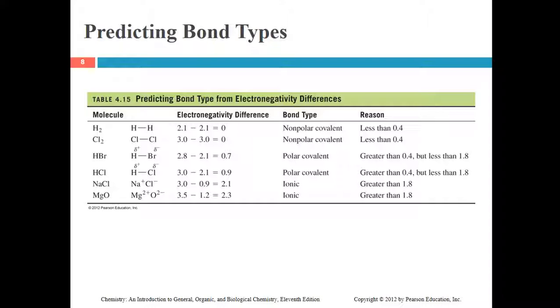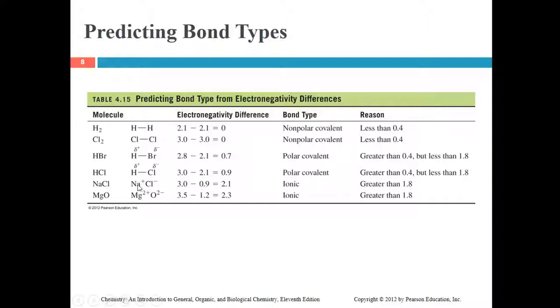Notice on this that because the bromide ion here has the stronger value, the 2.8, that's why they're going to put the partially negative sign there, and the hydrogen has the partially positive. HCl, this chlorine has the electronegative value of 3.0, hydrogen's value is 2.1. We subtract that, yes, it is 0.5 or greater. It is polar covalent, just like what we would predict.